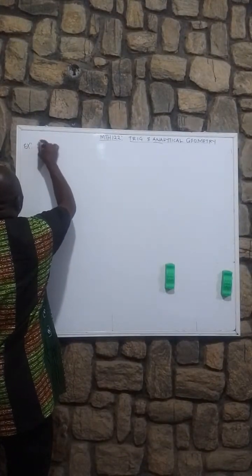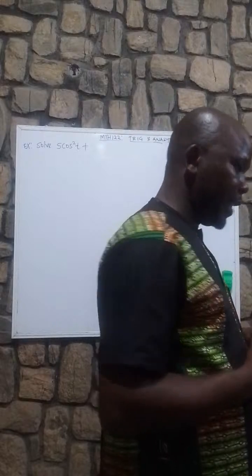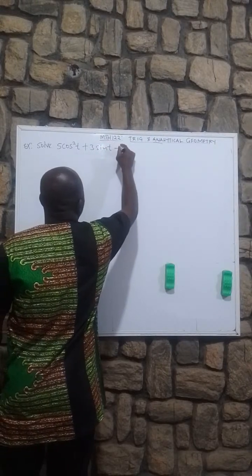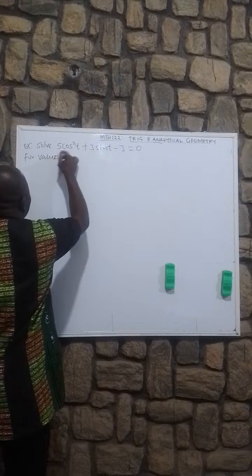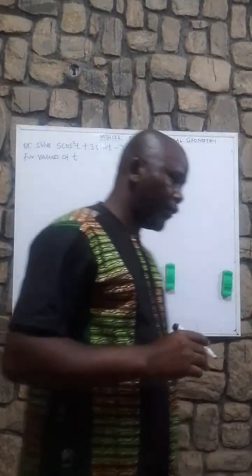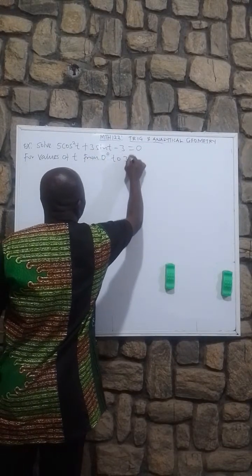Example: solve 5 cos square t plus 3 sin t minus 3 equals 0, for values of t from 0 degree to 360 degree.